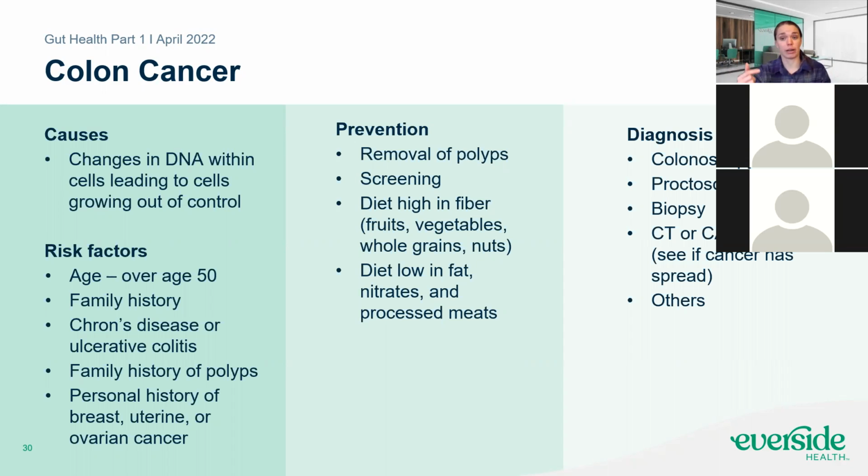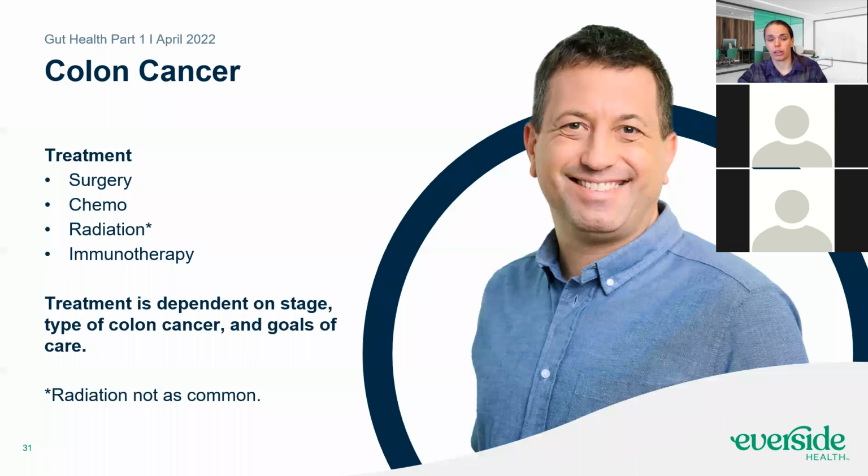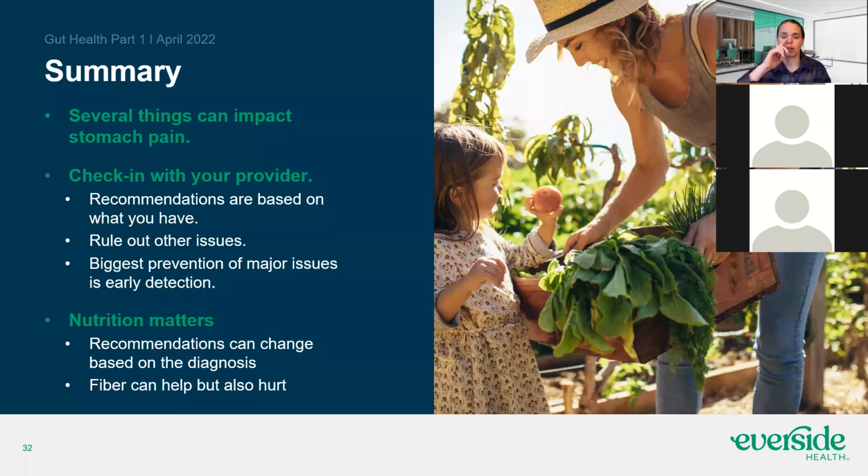Diagnosis is usually by colonoscopy, proctoscopy, biopsies, CT or CAT scans if the cancer has spread. Treatment is usually surgery, chemo, and immunotherapy. Radiation is not as common, but it can be done. If you haven't heard about immunotherapy, it's a pretty exciting area of cancer treatment now. Usually significantly fewer side effects and good outcomes. So that's an encouraging thing.